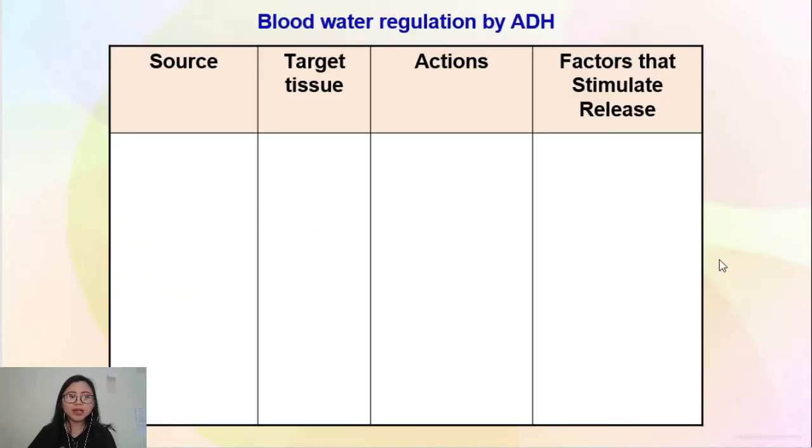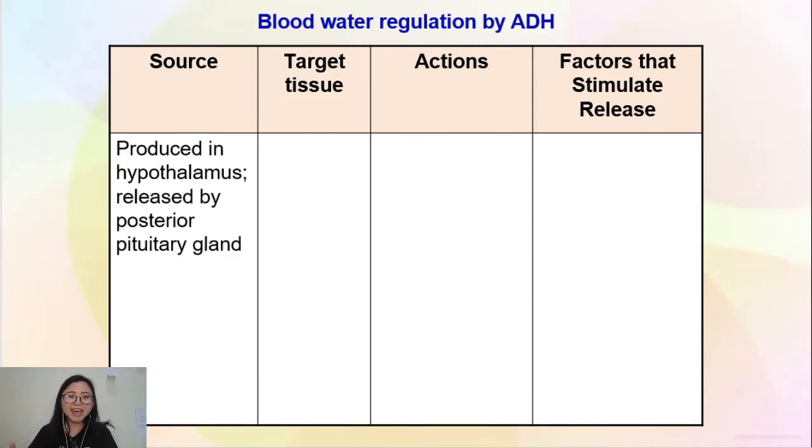Okay. So, let us get to know this ADH. Mari kita tengok ADH ni dari mana dia datang, mana dia pergi, apa dia buat, dan apa yang akan menyebabkan dia dihasilkan. Okay, ADH, this hormone, is produced in the hypothalamus. It will be released by the posterior pituitary gland. Dihasilkan di hypothalamus, dikeluarkan oleh posterior pituitary gland.